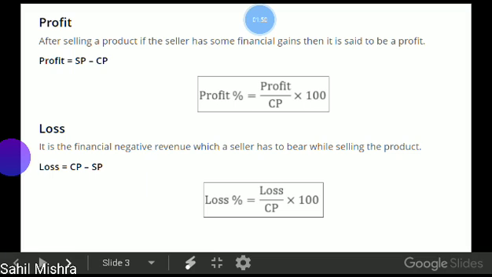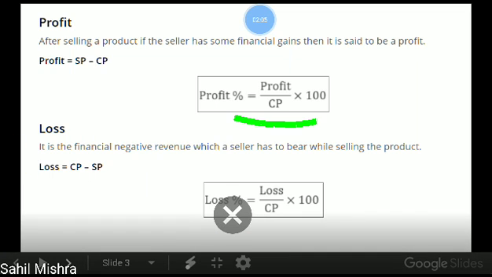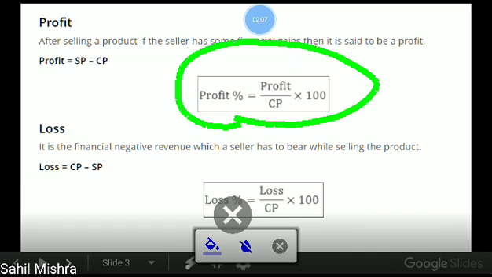So how can we find the profit? As we know, the seller can earn profit when the selling price is more than the cost price. So in that case we can say profit equals selling price minus cost price. How can we find profit percent? Because these types of questions can be asked in the examination. So profit percent we can find by profit upon CP into 100.